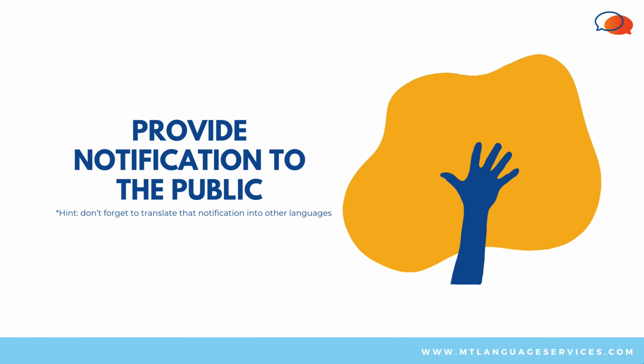A great way to get ahead of the identify step is to provide notification to the public of the availability of translation and interpretation. Make it abundantly clear what type of language access services are available to the public and how to access them. Don't forget to translate these notifications into the languages that are most common in your area, and make sure the notification is visible at all public points of entry.